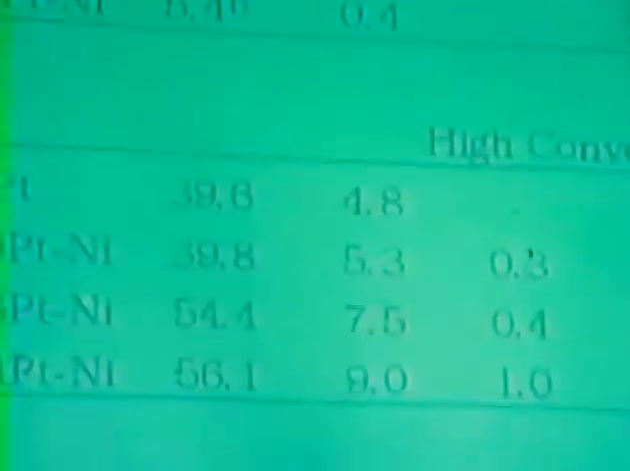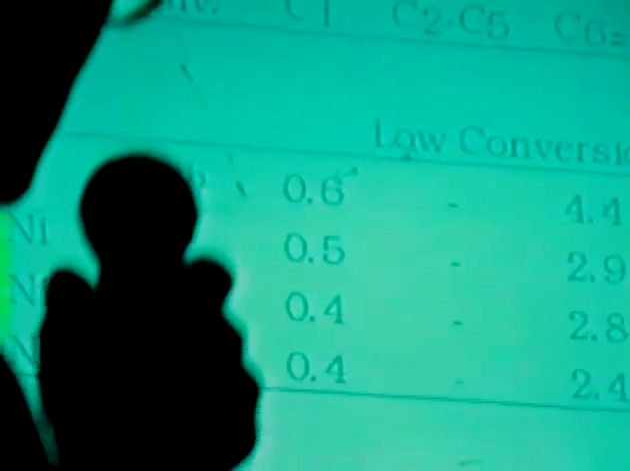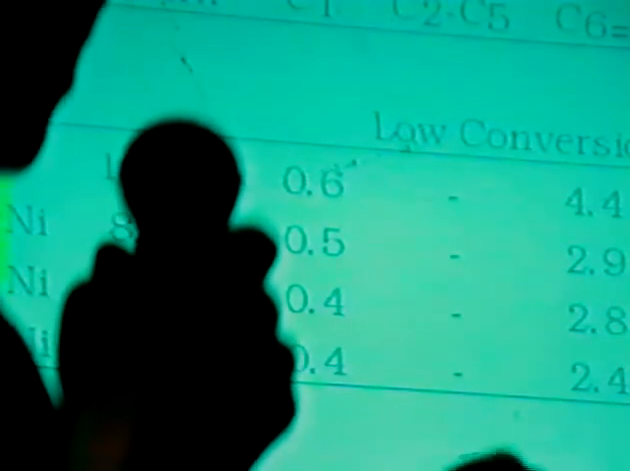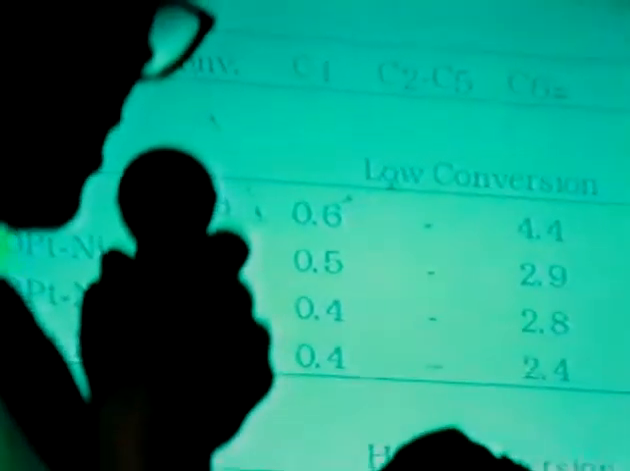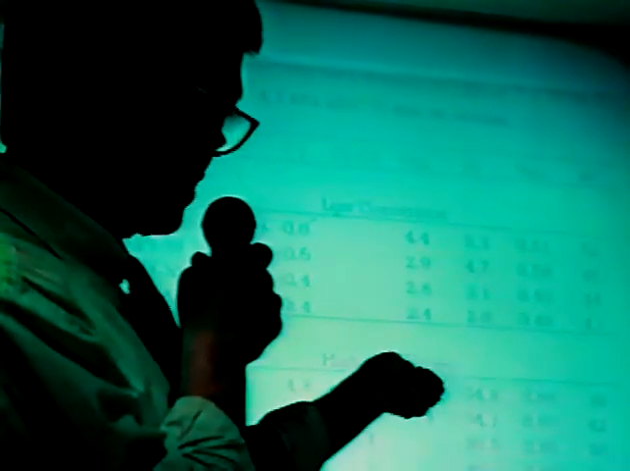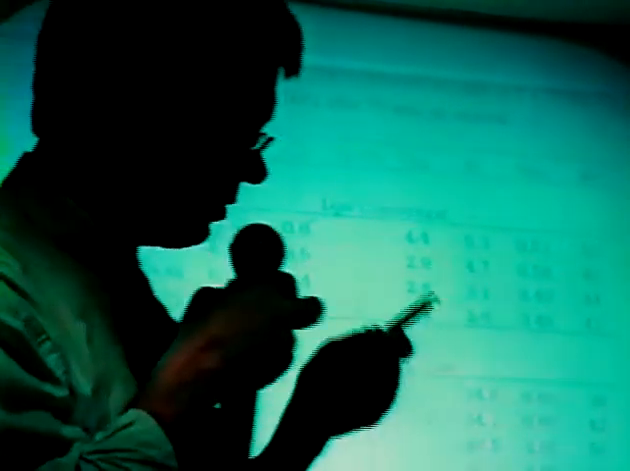So this indicates that the nickel can give us catalysts that have activities that are not much different from platinum, selectivities that are comparable, but are somewhat more stable towards deactivation by coking. But the real big effect is when we add sulfur, and I'll come to that shortly.